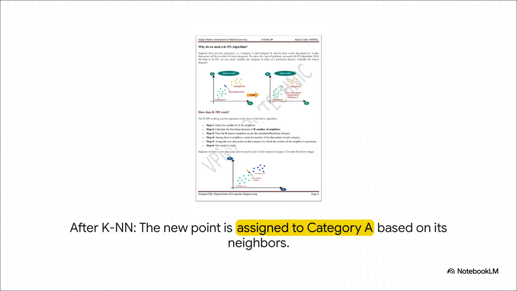And that K in K-nearest neighbors, that's just a number that we get to pick. It's asking the question, okay, how many neighbors should we actually look at? So for this example, let's just say we set K to 3. And the results are in. We look at the 3 closest neighbors, and we see that 2 of them belong to Category A. So by a majority vote, our new point gets classified as belonging to Category A. It's that simple. It just joins the group it's most similar to.